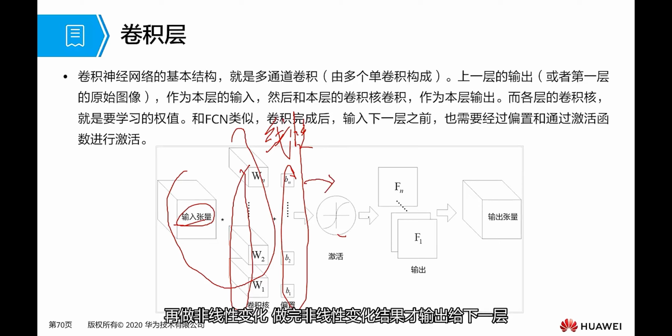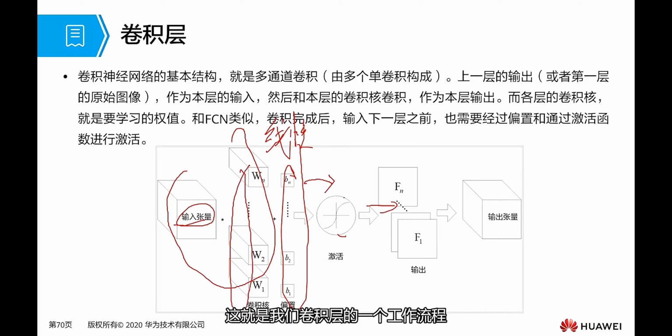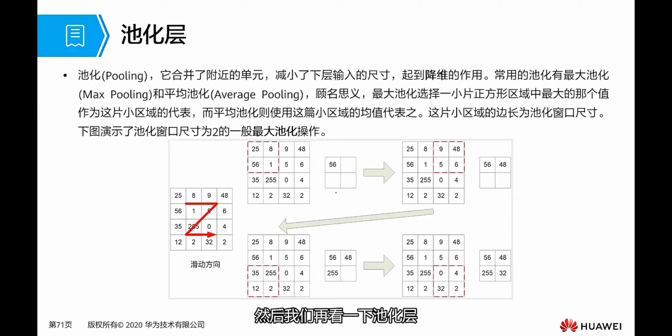Okay, after completing the convolution calculation, let's take a look at the workflow of the convolutional layer. First, we input our tensor, then perform convolution. After convolution, this part is the product. Then we add our bias, which is equivalent to performing a linear function. After obtaining the result, we input it into our activation function to perform a nonlinear transformation, and after the nonlinear transformation, this result is output to the next layer. This is the workflow of our convolutional layer.